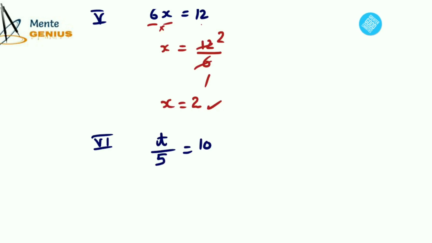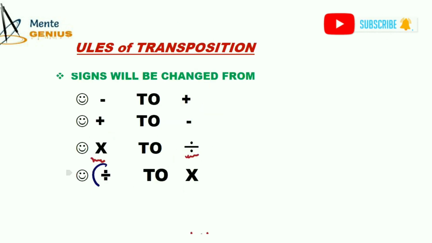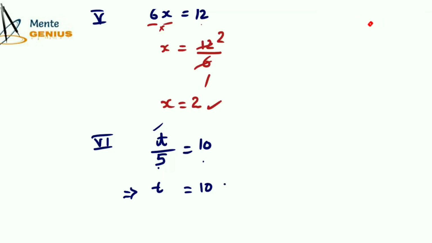What will you do? Keep the variable t, keep this constant as it is. Now just move. What is the relation between this variable and that term? There is the division, and according to our rules, division will be converted to multiplication. So we will multiply this 5 by the term which is already here. t is equal to 50.